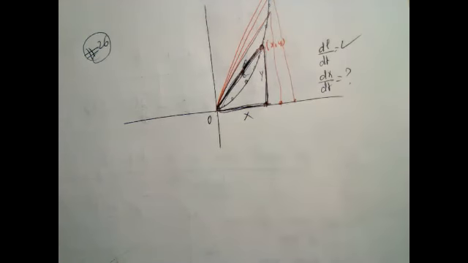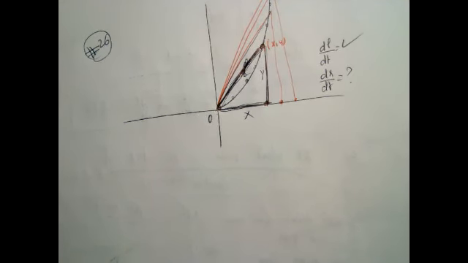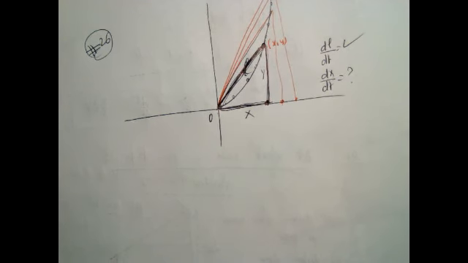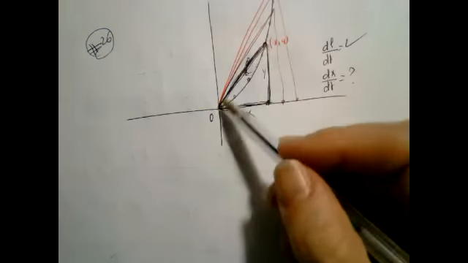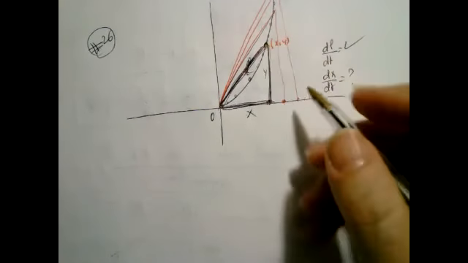I need a relationship. Who can give me any idea? Let's draw the picture usually and figure it out. Anyone? Okay, think about it then. This is L, this is x, this is y. There is a natural relationship between them.